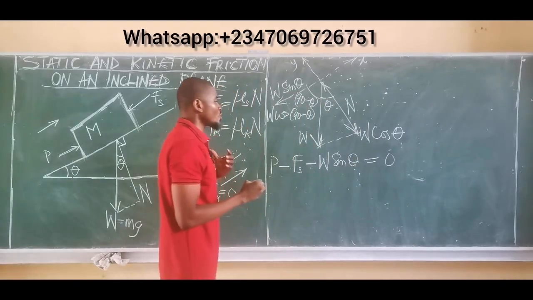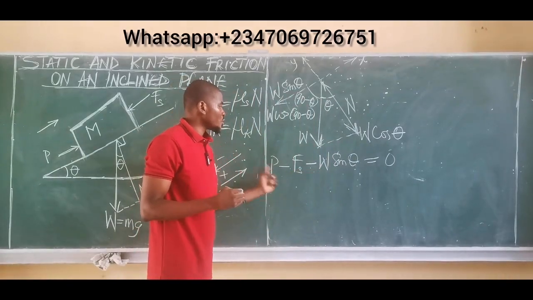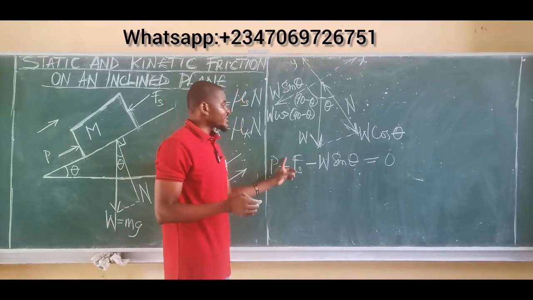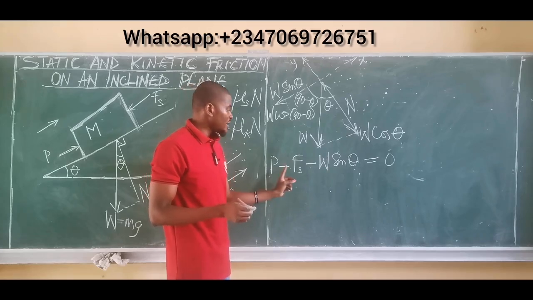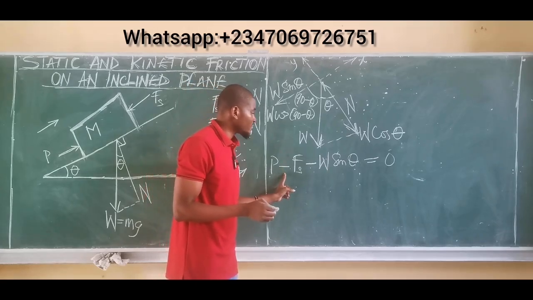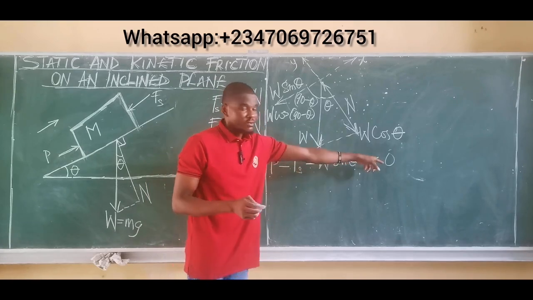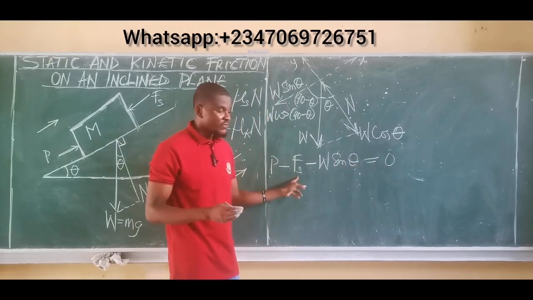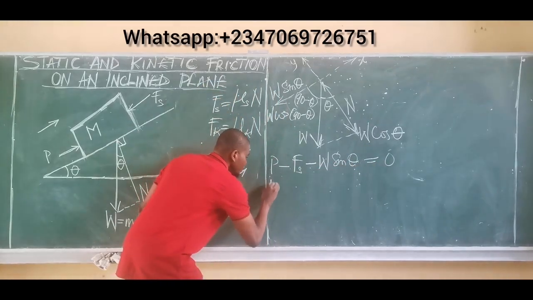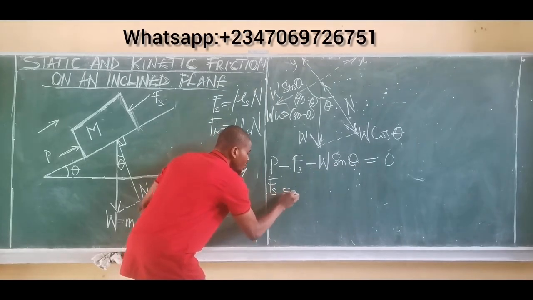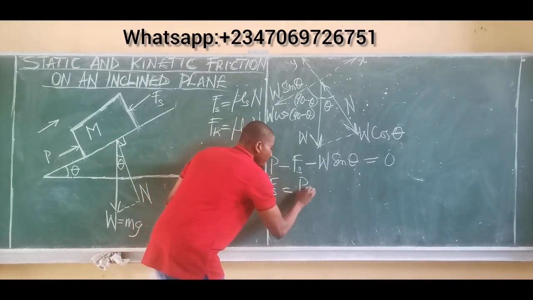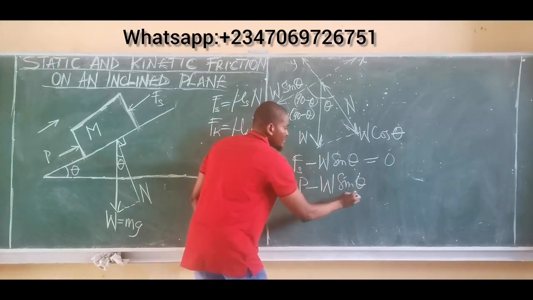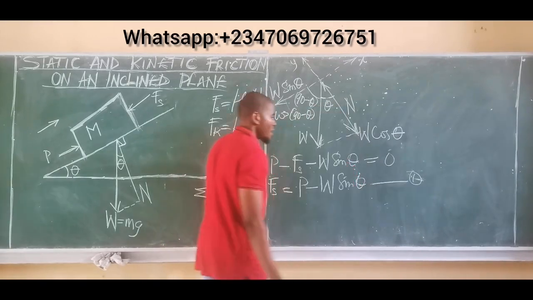So from here, you can solve. If you know your weight, you know this force, you can find your frictional force. Now, let's say we make the static frictional force subject of the formula. Let's simply send negative static frictional force, or negative F, over to this side of the equation. Negative sign crosses and the equal sign becomes positive. So you have that the static frictional force F_s is going to be equal to, I am left with, P minus W sine theta. Let's simply call this equation 1.